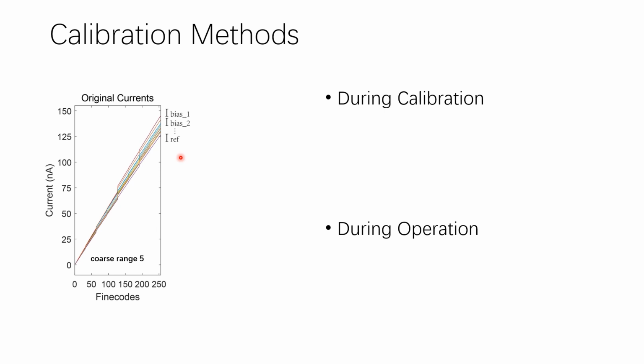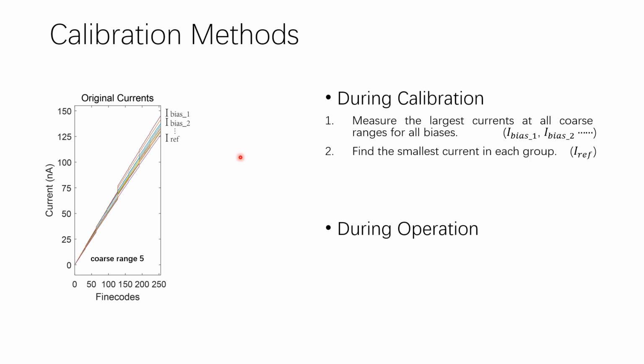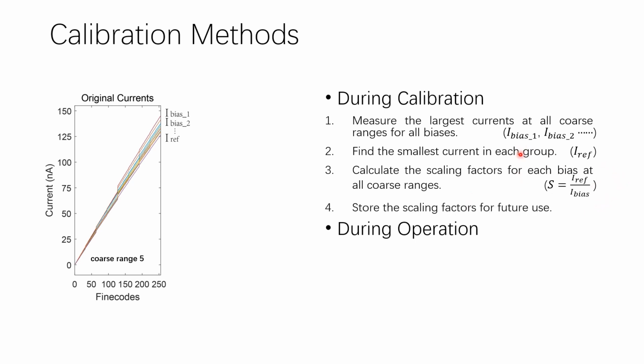The calibration consists of 2 parts, work done during calibration and during operation. First, the largest currents of all biases are measured, and we get the I bias here. Then we find the smallest current on each group and use them as a reference, here the I REF. This way we can simply apply straightforward downscaling to all biases. We calculate the scaling factor S by using this equation here. And finally we store S onto the flash memory.